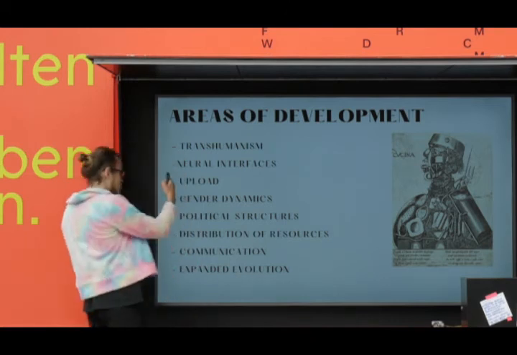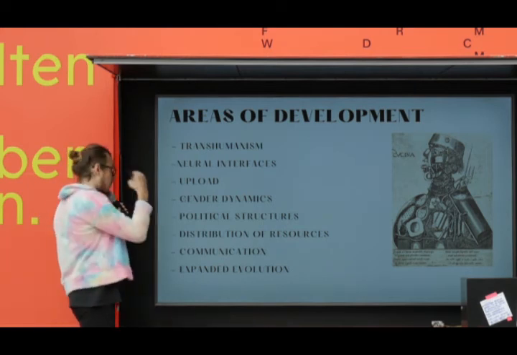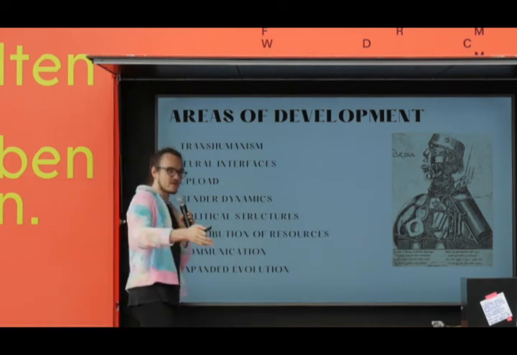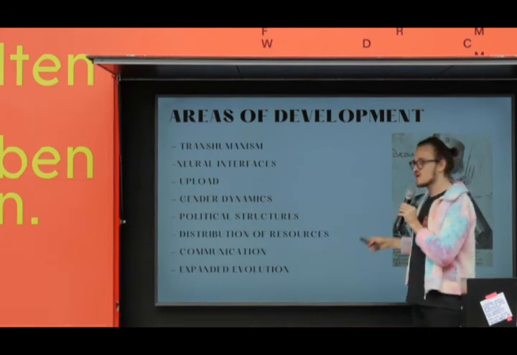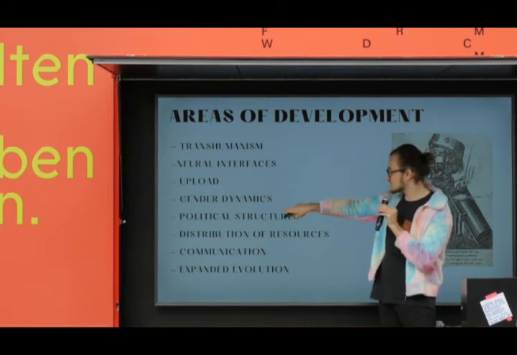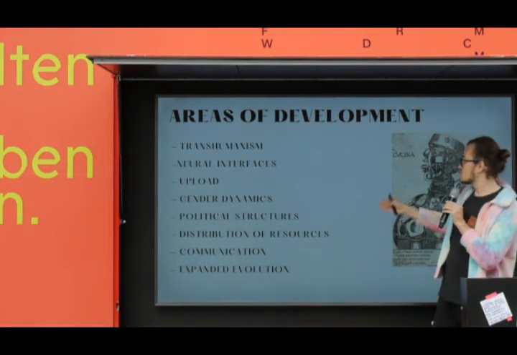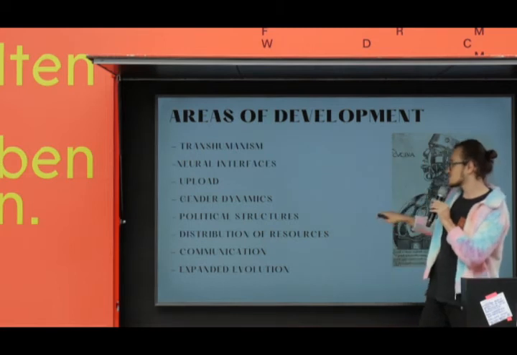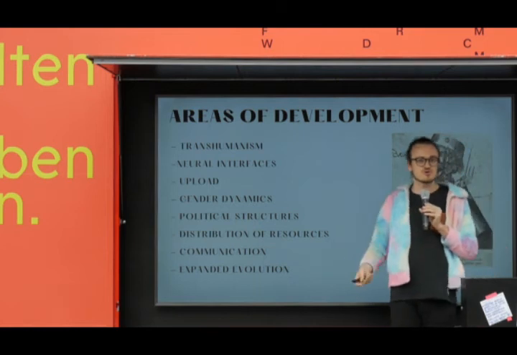So the gender dynamics are developing, but what is gender and what are family unions altogether in the future? This is an interesting topic, and one of the projects that I will show you will be talking about that. Usually, the things over here are kind of already covered. So whatever you change in this area affects the political structures, the distribution of resources, communication, and generally the evolution of the human species.